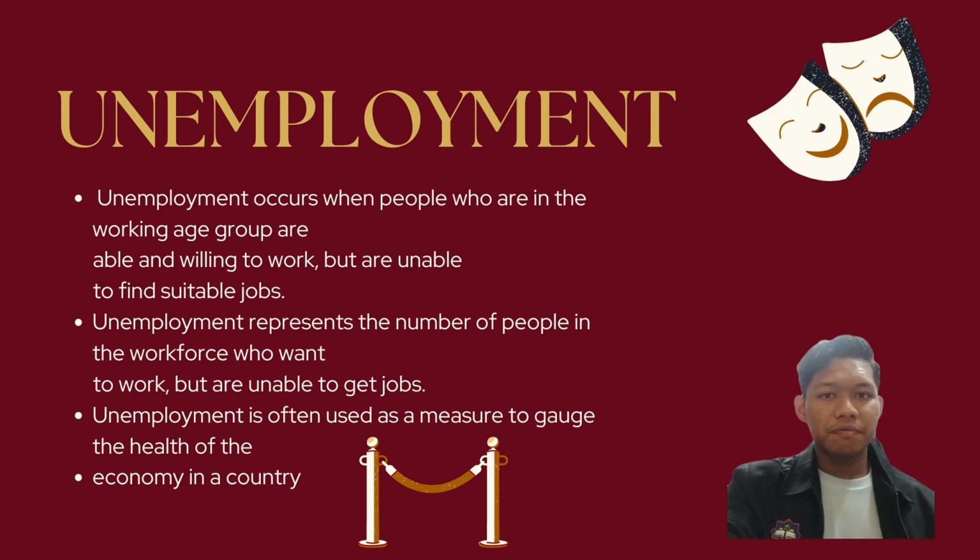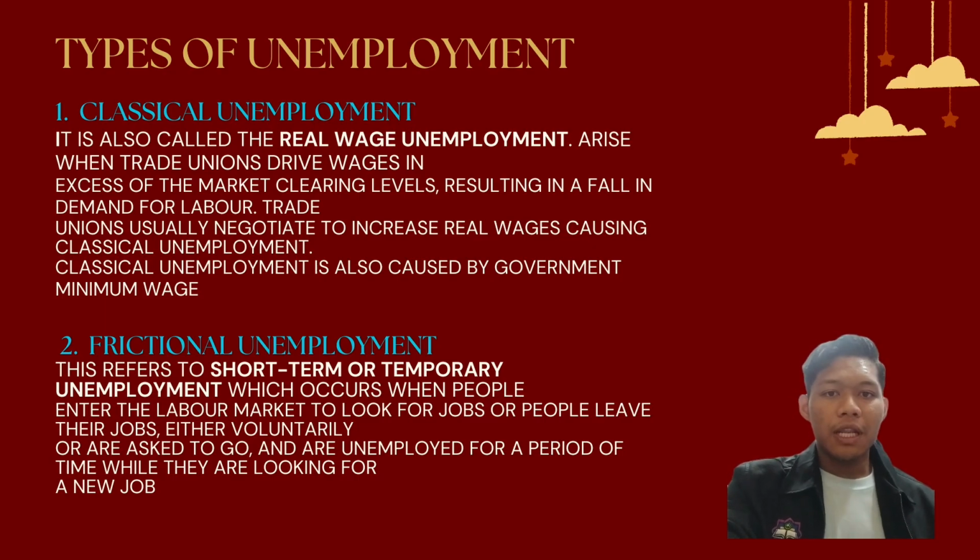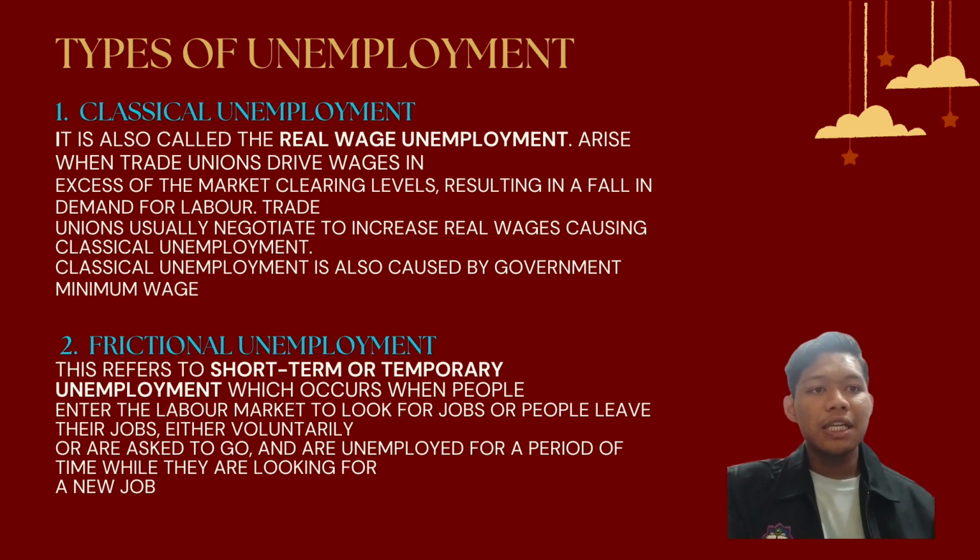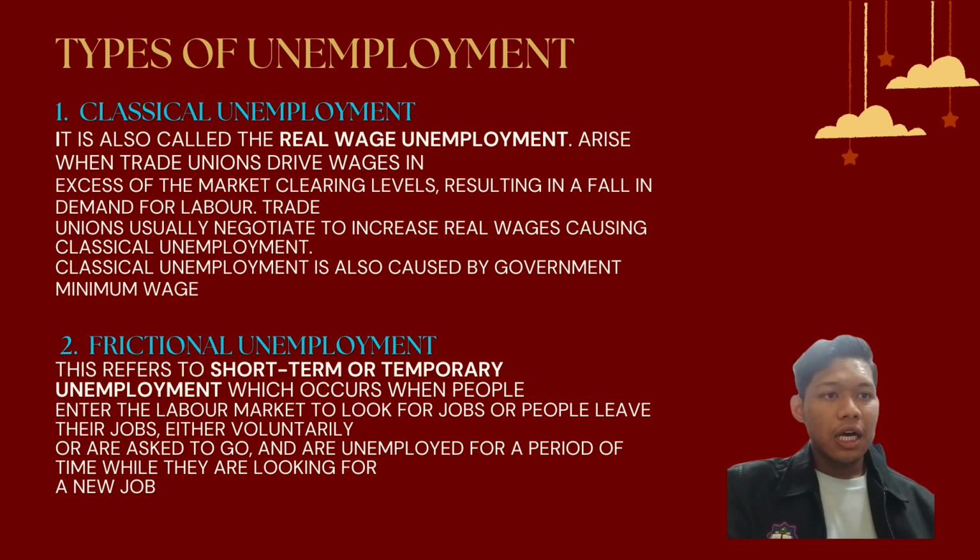Okay, the next, the types of unemployment. We have six types of unemployment. The first, classical unemployment. Classical unemployment is also called real wage unemployment. Real wage unemployment arises when trade unions drive wages in excess of the market clearing levels, resulting in a fall in demand for labor. Trade unions usually negotiate to increase real wages, causing classical unemployment. And classical unemployment is also caused by the government minimum wage.